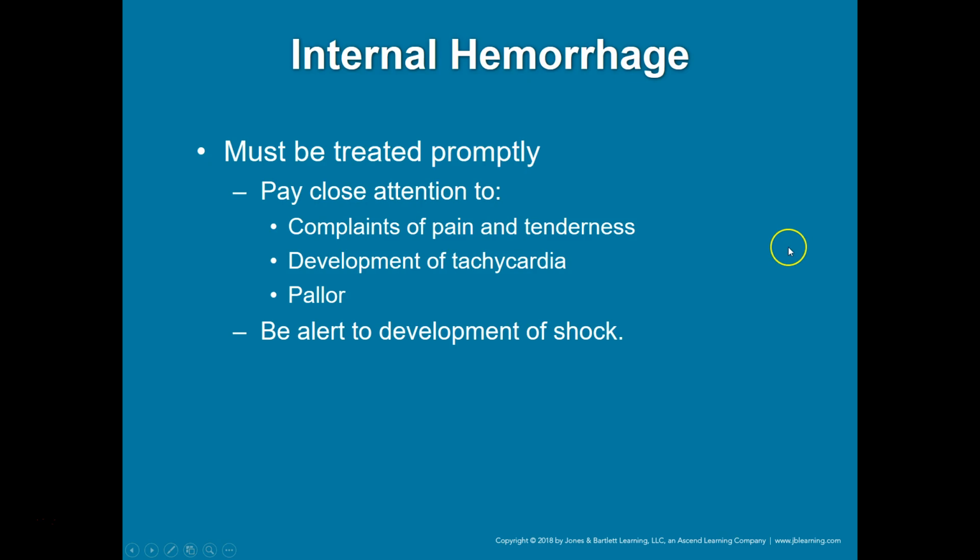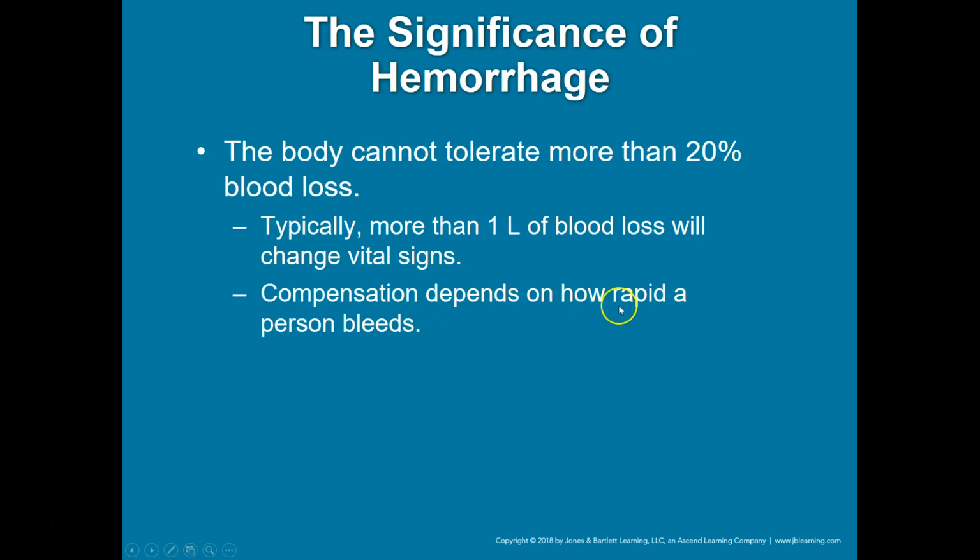So right here we have be alert to the early development of shock. So tachycardia, tachypnea, pallid skin, starting to sweat. They're becoming anxious. They're becoming agitated. These are gonna clue us into early signs of shock. So obviously, you lose enough blood, you're not going to be able to stay alive. The body cannot tolerate more than a 20% blood loss.